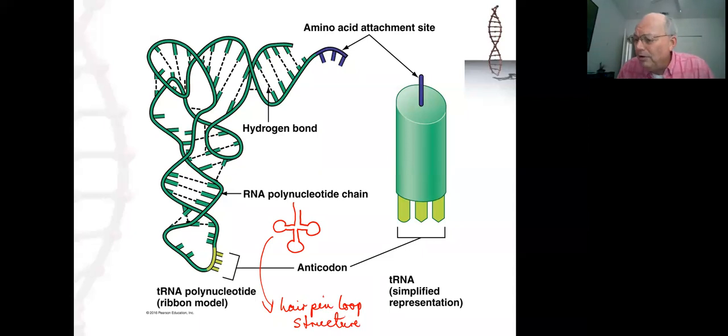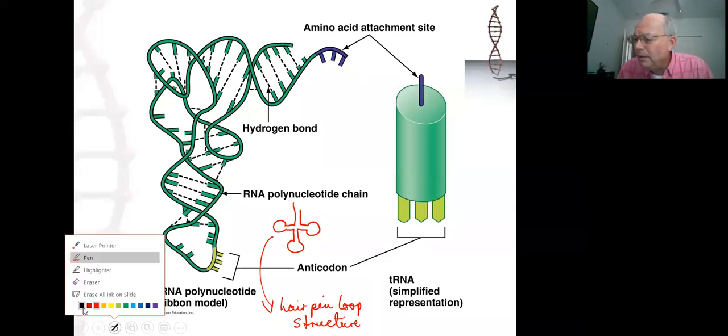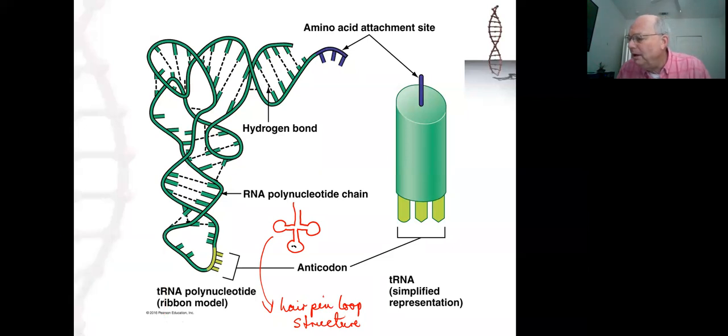Where the anticodon is located is right here in the center of this loop. That's where the anticodon is located. So the three nucleotides of the anticodon are located here. And what does the anticodon do? It pairs with the codon in the mRNA.